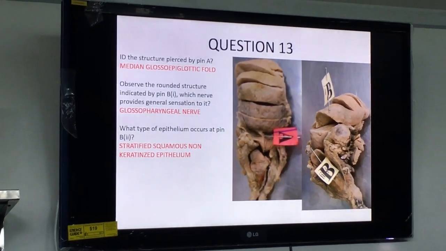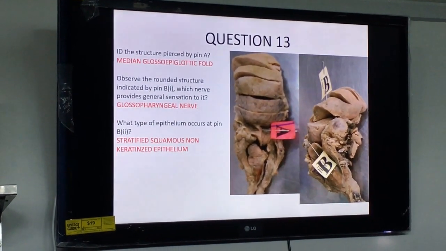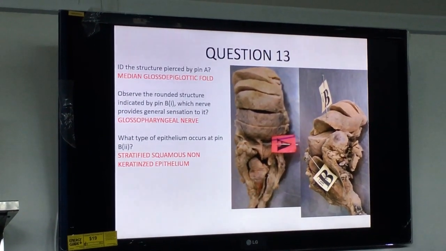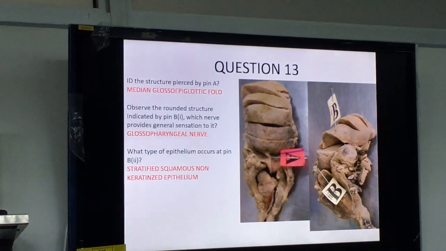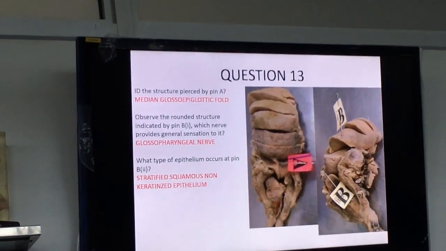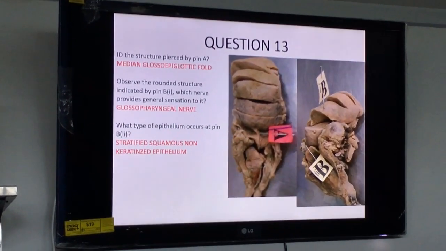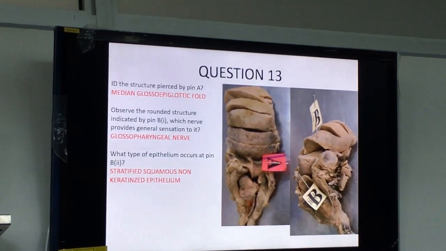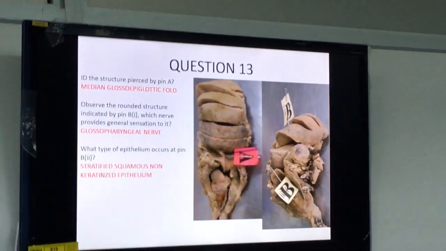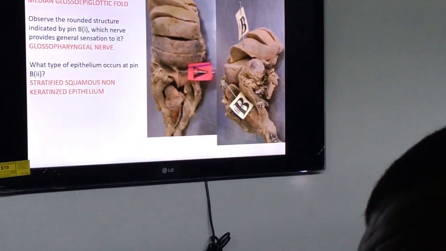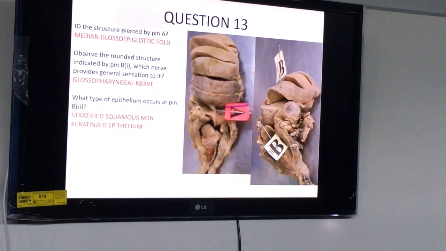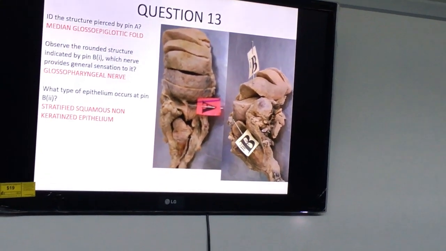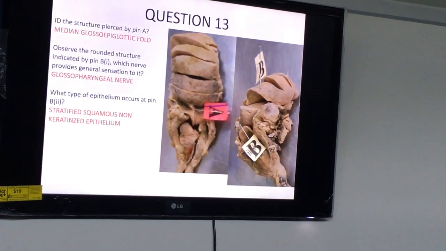Same nerve. Everybody agree? So that thing the pin is in is there for what? A circumvallate papillae. Remember the question saying observe the rounded structure. It's a rounded structure, right? That means it's a circumvallate papillae. You agree? Good. Circumvallate papillae. Yeah, it's kind of round for sure.